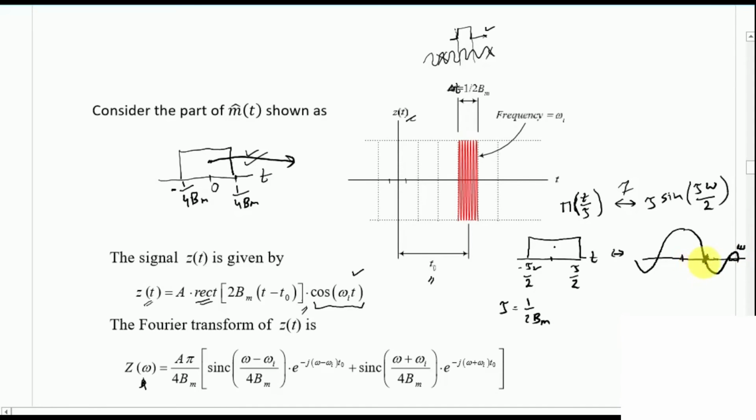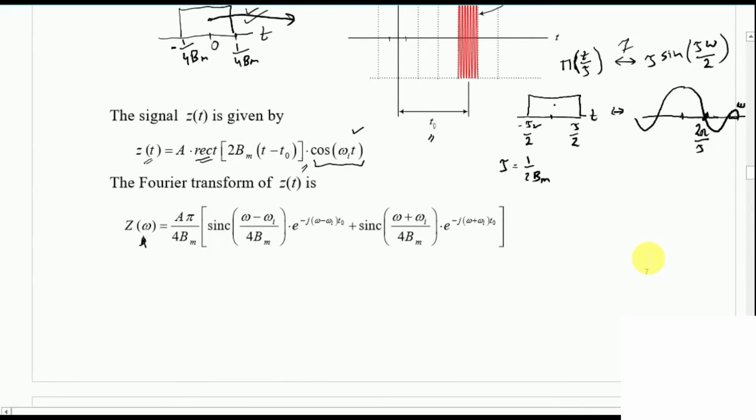The first lobe would have its first zero crossing at 2 pi by tau. So if we set tau equal to 2b, that would mean this point is 4 pi b, and similarly this would be 4 pi by tau, and we can translate it to 8 pi b and so on, right? So this is in the omega domain.